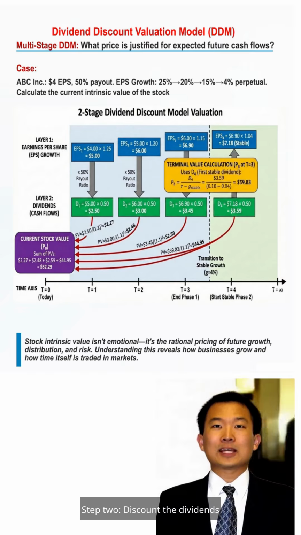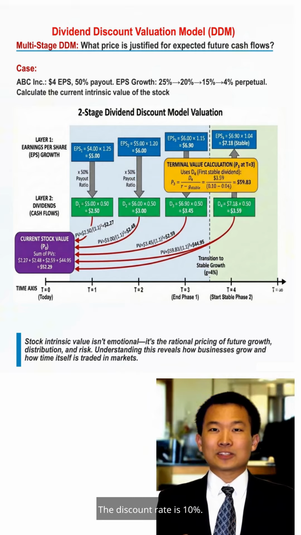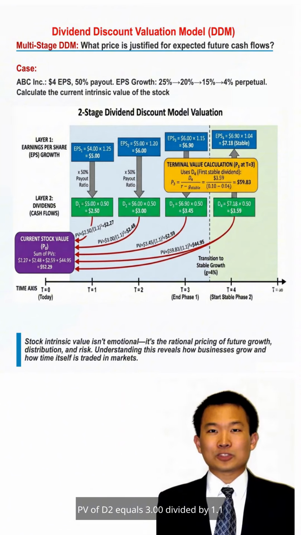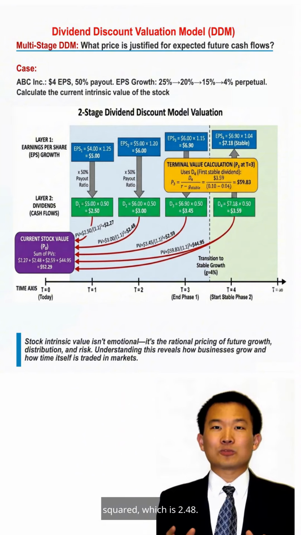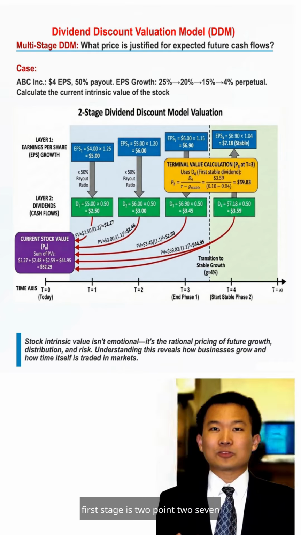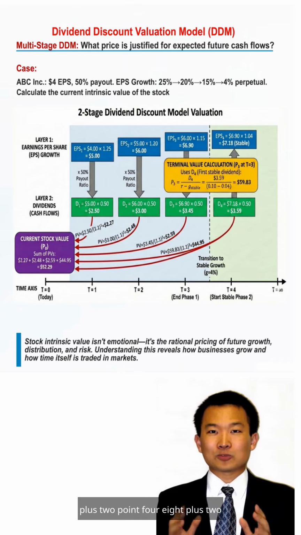Step 2, discount the dividends from the first stage. The discount rate is 10%. PV of D1 equals 2.50 divided by 1.1, which is 2.27. PV of D2 equals 3.00 divided by 1.1 squared, which is 2.48. PV of D3 equals 3.45 divided by 1.1 cubed, which is 2.59. The total present value for the first stage is 2.27 plus 2.48 plus 2.59, which equals 7.34.